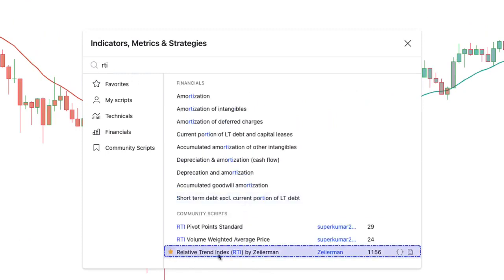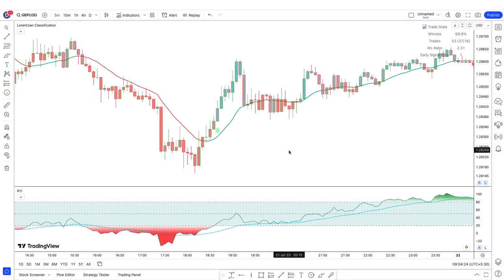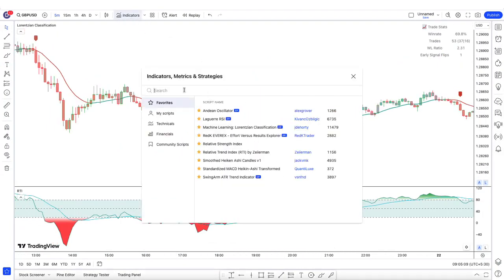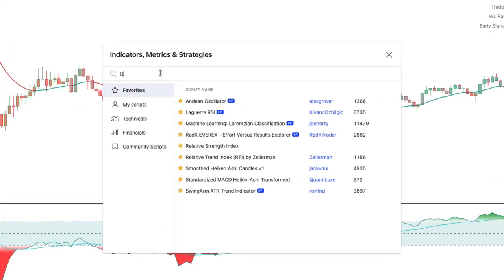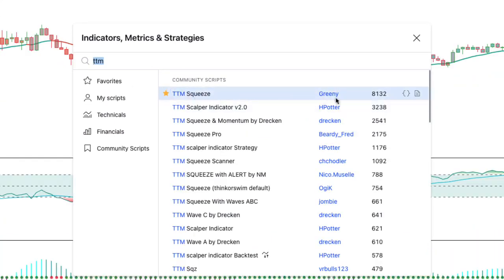This one is written by someone named Zeiierman, if I'm pronouncing his name correctly. This is a very powerful indicator and it's going to help us to discover strong trends in the market. And the last indicator that we want to add is TTM Squeeze. We add this one, which is written by someone named Greeny, and we're going to use this indicator for evaluating momentum. Alright, everything is already set on the chart.